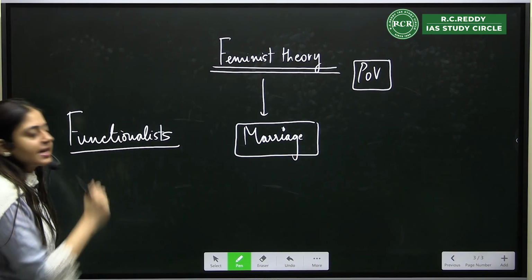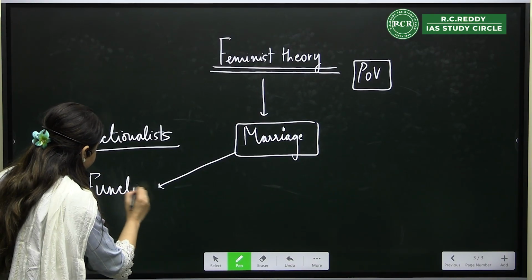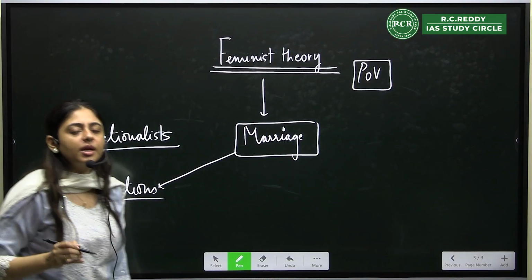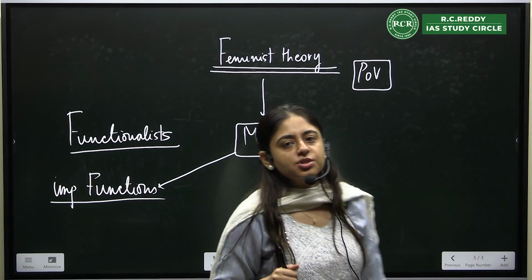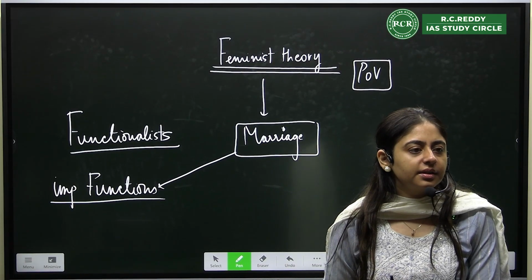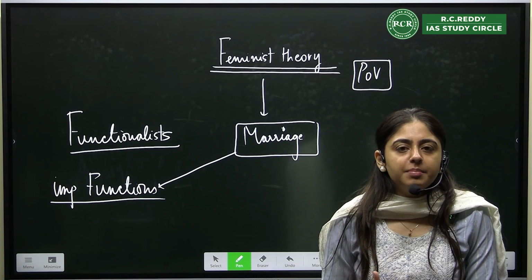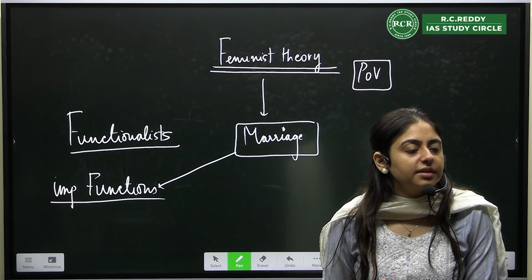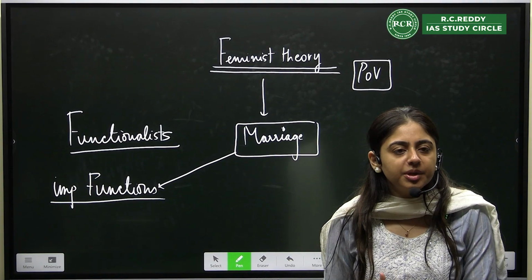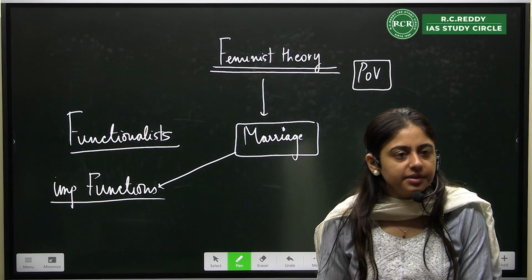So when they see marriage, they will say that it has a lot of important functions to perform for society. What are the important functions of marriage? Anyone? Why is marriage there in society? Progeny, for children, right? Your children become legitimate only when marriage is there. Otherwise, if children are born out of wedlock, without marriage, they're known as illegitimate children. So it gives legitimacy. Children, the future generation, come in, right?